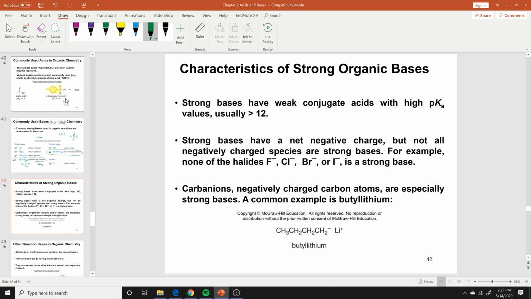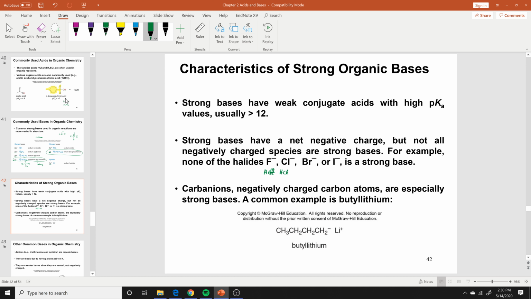The pKa's normally are very high, more than 12. Now, we've talked about bases, and you saw that bases have negative charges and lone pairs, but not every negative charge is a base. The exception is the halogens, because these halogens are conjugate bases of strong acids. The stronger the acid, the weaker the conjugate base, okay?